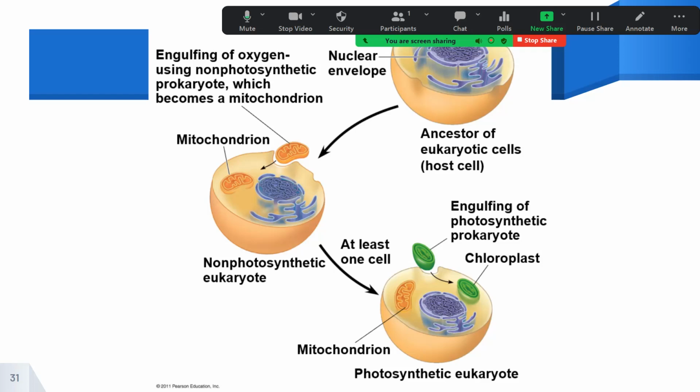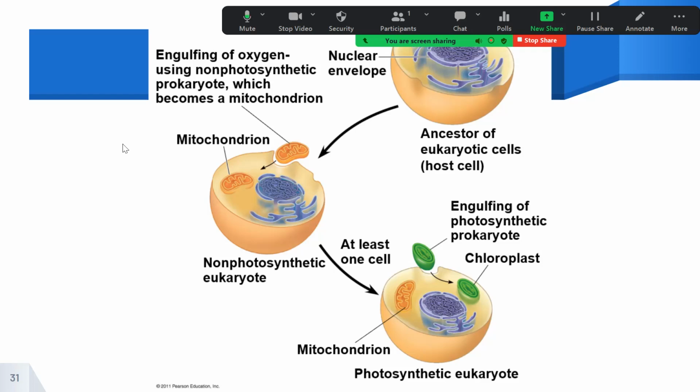And then, in the endosymbiotic theory, one of those cells engulfed a cell that could do cellular respiration. And so now that prokaryotic cell, that early mitochondria, is producing energy for that larger cell. So it is a symbiotic relationship with that mitochondria inside of another cell.